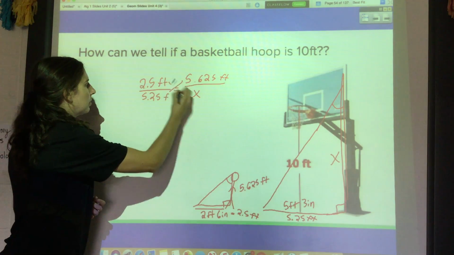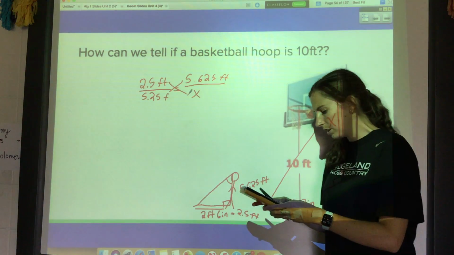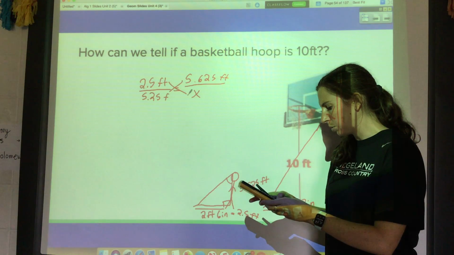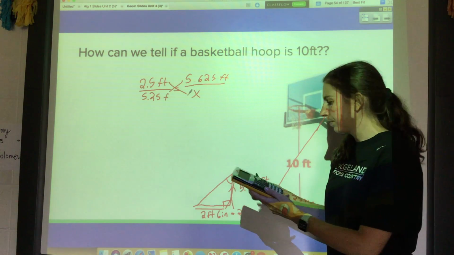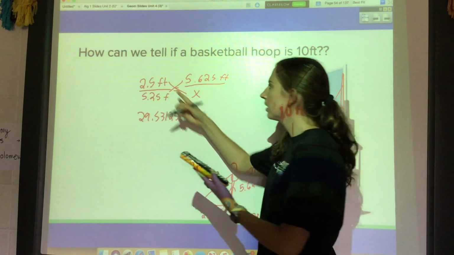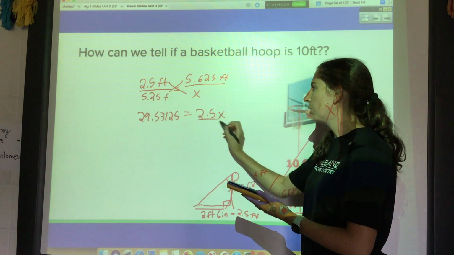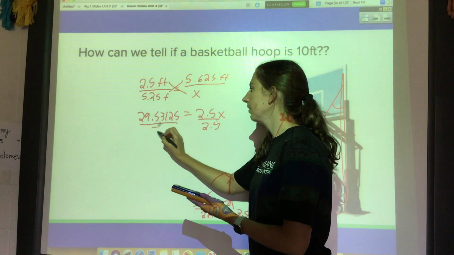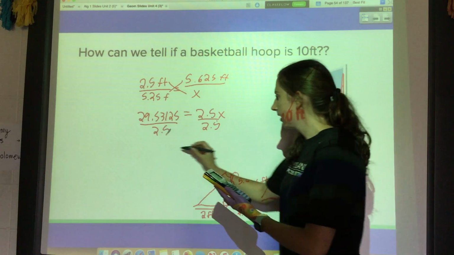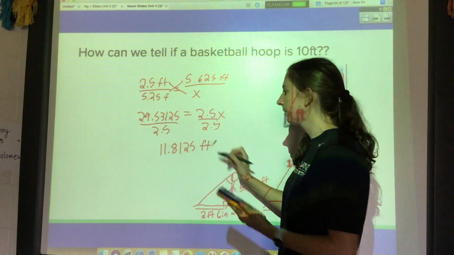So when you cross multiply, let's see what we get. So I'll do 5.25 times 5.625, which is 29.53125, equals this times x. So now divide by 2.5 and see what you get. I got 11.8125 feet.